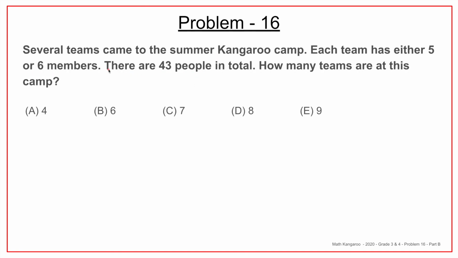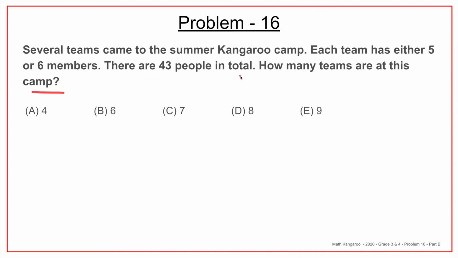Problem 16. Several teams came to the summer kangaroo camp. Each team has either 5 or 6 members. There are 43 people in total. How many teams are at this camp? These are our options. We know there are 43 people in total.